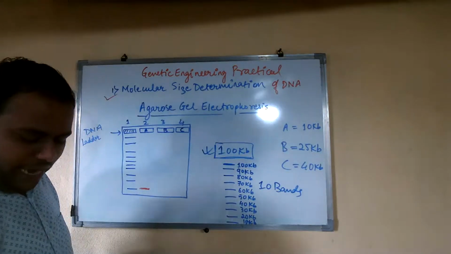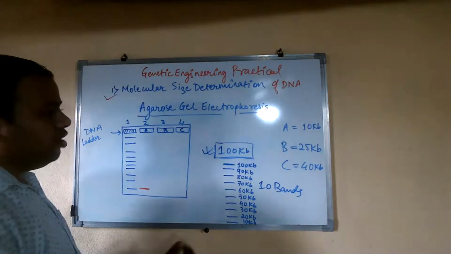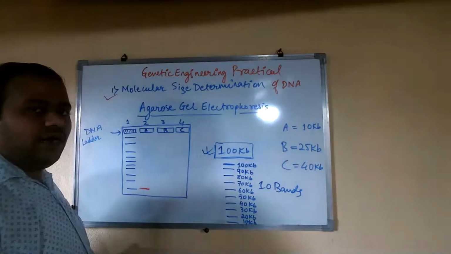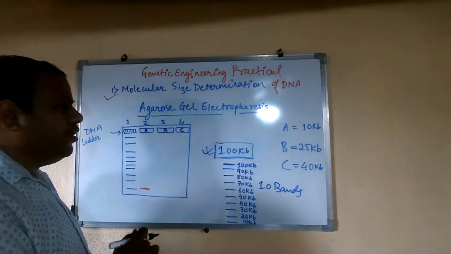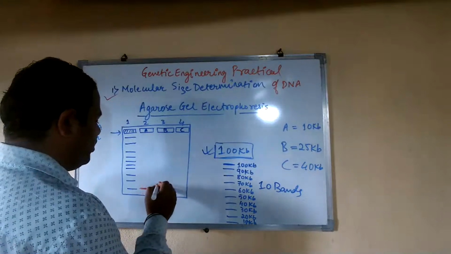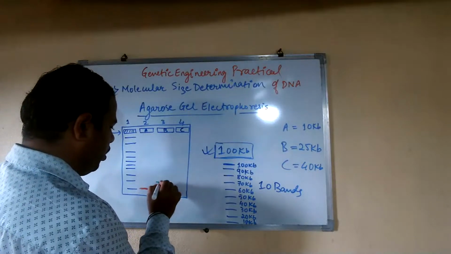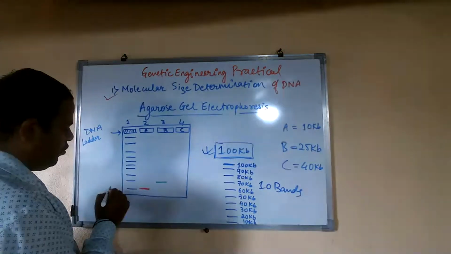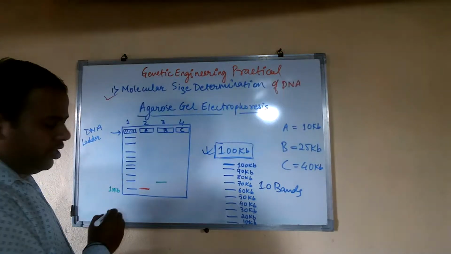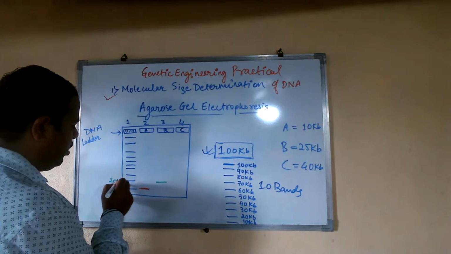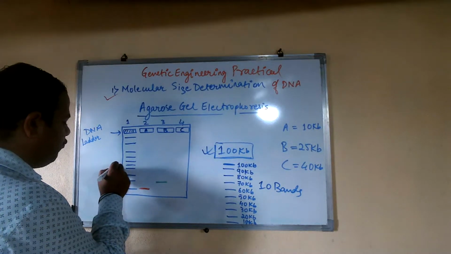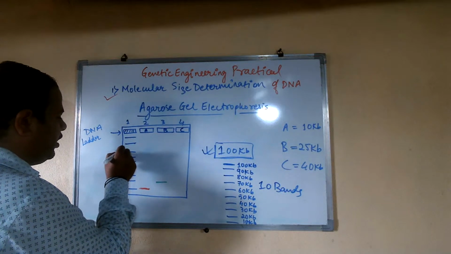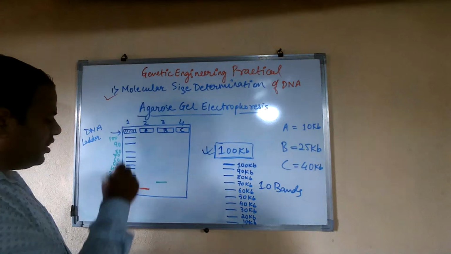Then the next band that is formed will be of sample B in the third lane. In the third lane we have loaded sample B. Sample B will form a band right between the 20 kb and 30 kb bands. You can see the first band in the DNA ladder is 10 kb, then the second is 20 kb, then 30 kb, then 40, 50, 60, 70, 80, 90 and 100. So these are the 10 different bands.